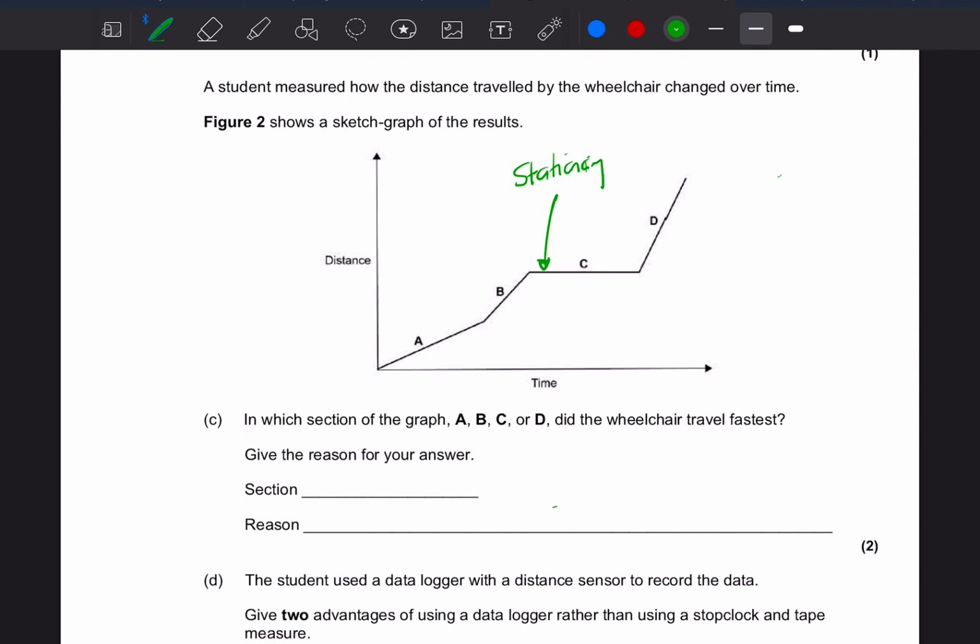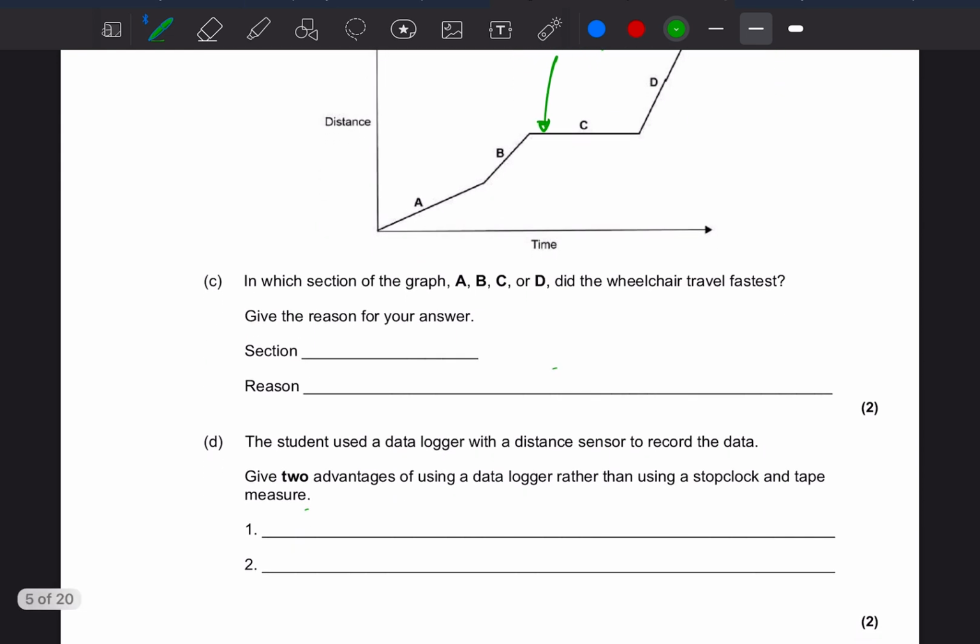So if we have a look at this, the steeper the line, so think about again, you're on your bike. If you were sat at your bike and you were trying to go up that hill, that's not that steep. Whereas if you're trying to go up that hill, that's very steep. So D is a much steeper line than A. The steeper the line, the faster the object is going.